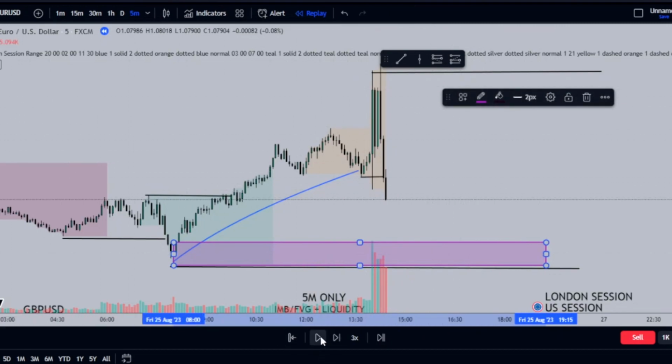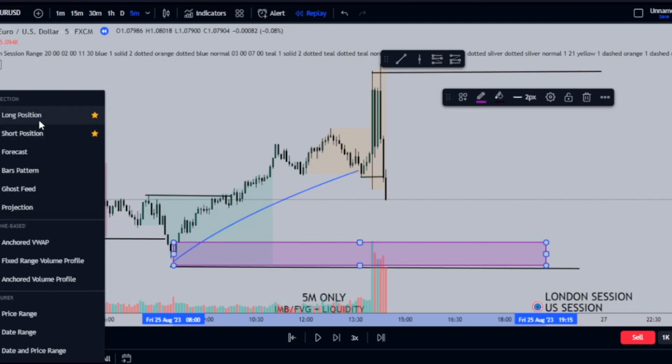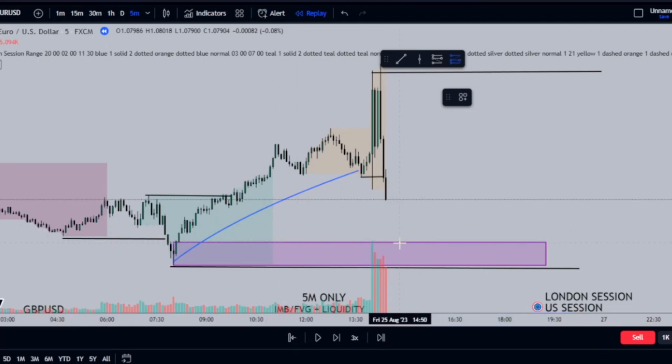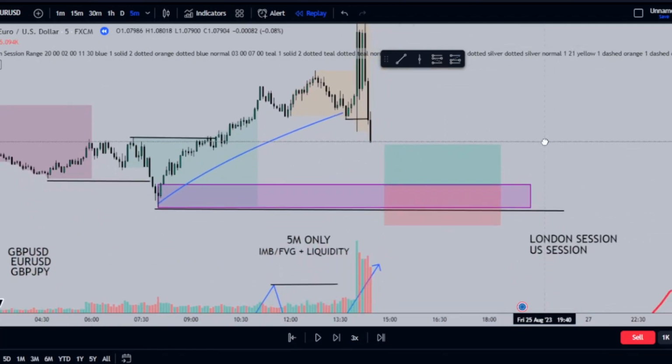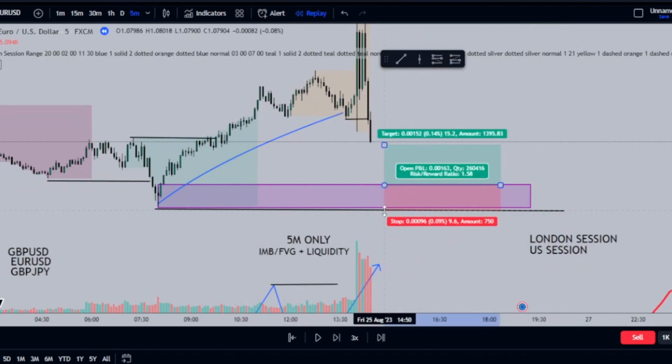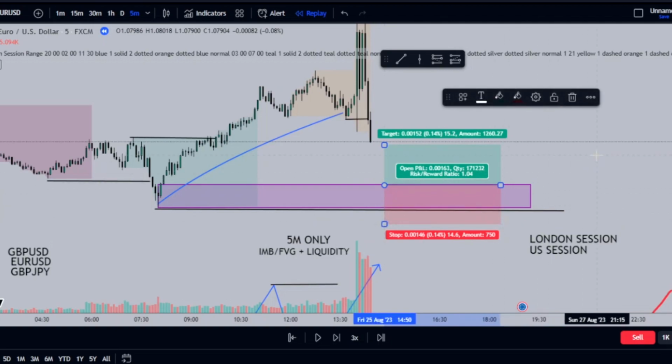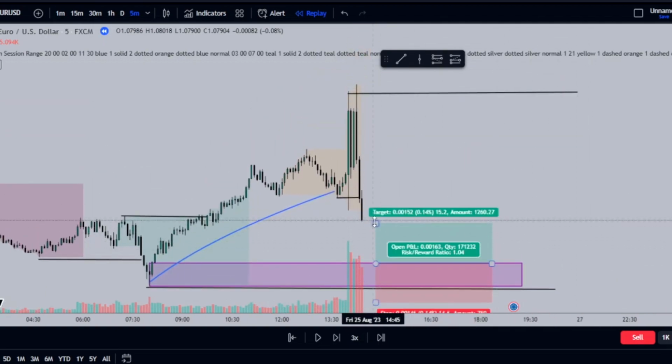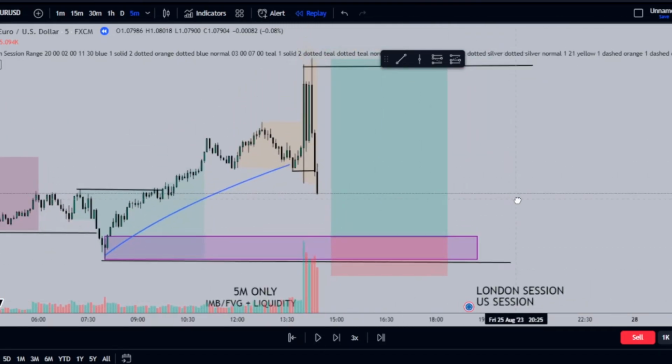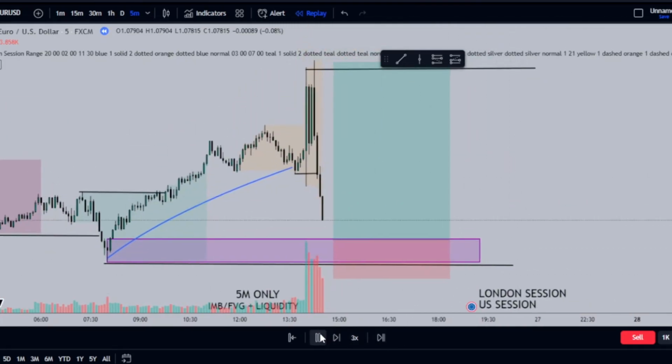All right, so let's play price. Before we play price, we would put our long position right there, and we make sure that our stop is not really tight. We give it some breathing room down there. And our target would be the swing high. Okay, so let's play the chart and see what happens.